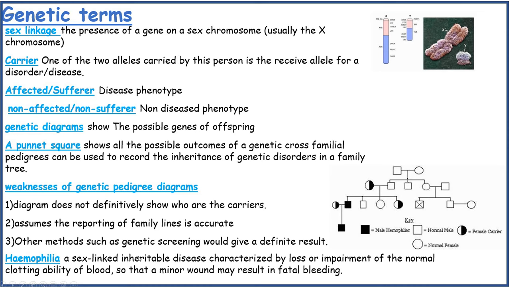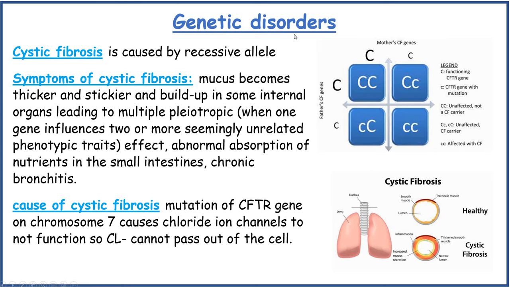Haemophilia is a sex-linked inheritable disease characterised by the loss or impairment of the normal clotting ability of the blood, so that a minor wound may result in fatal bleeding. So now looking at specific types of genetic disorders.